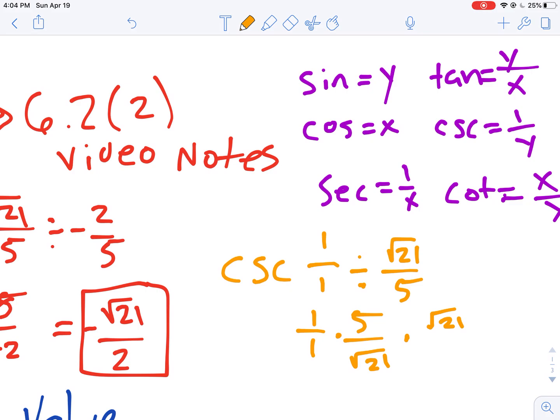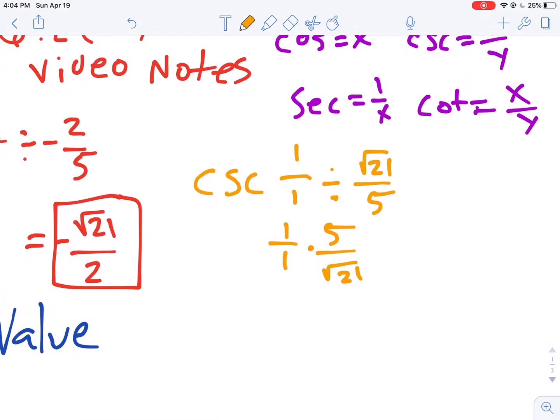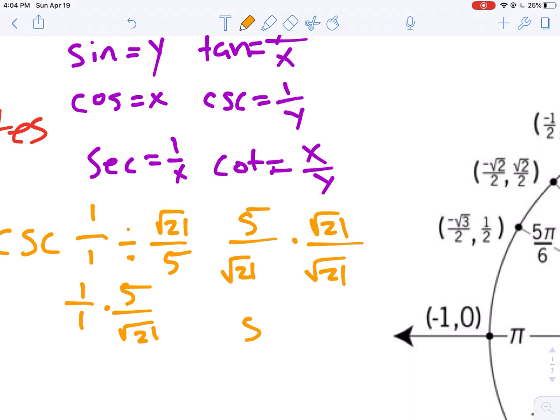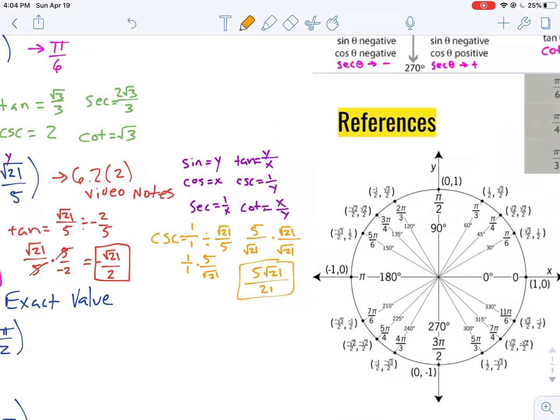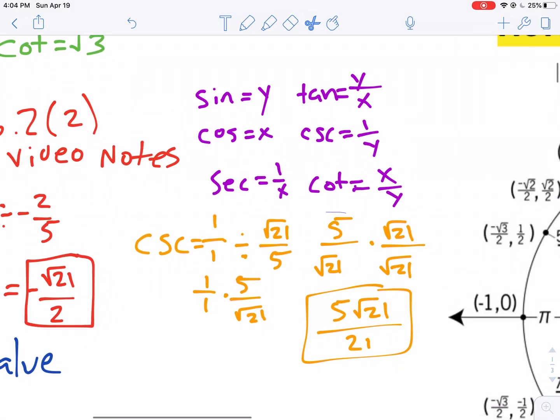All right, so that's equal to 5 over the square root of 21. I'll rationalize by multiplying by the square root of 21 over the square root of 21, and I'll get 5 times the square root of 21 over 21. And that will be my cosecant value. Okay, I'm going to shrink everything that I've done here, so that way I can make some space.